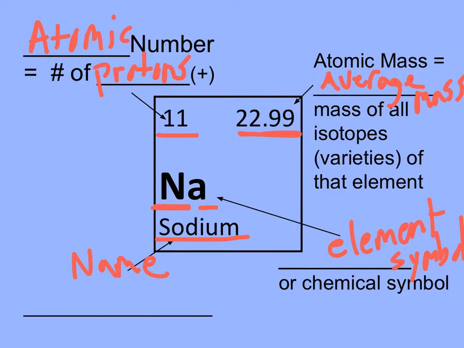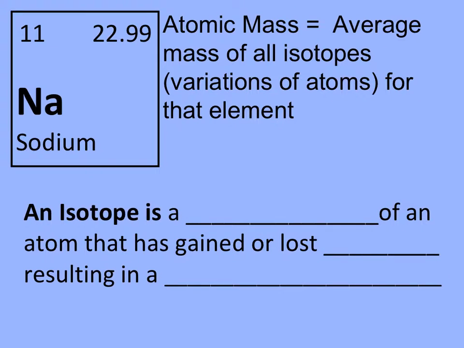Sometimes you might confuse which number is which. Like for this one, is this the atomic number or is it the atomic mass? Well, you can think of this number as always going to be a whole number, because you can't have just a part of a proton. You're going to have a whole number for that. This number here, the atomic mass, is an average, so it makes more sense that that one is a decimal. So the atomic mass is the average mass of all the isotopes or variations of the atom for that element.